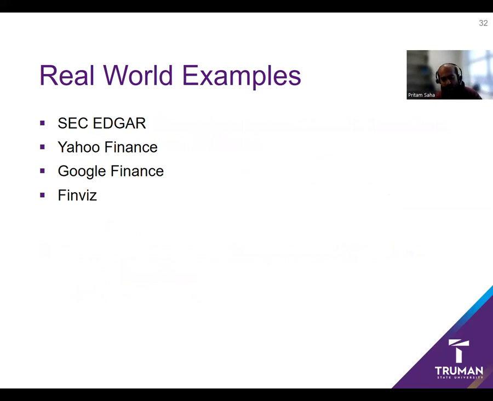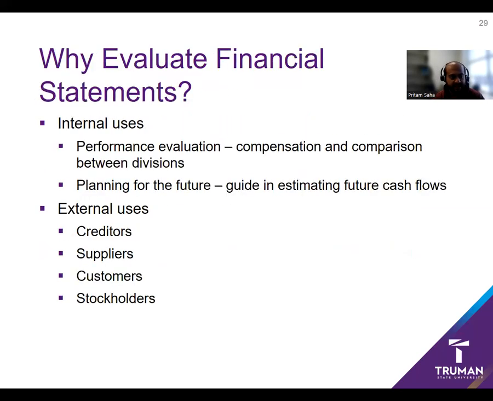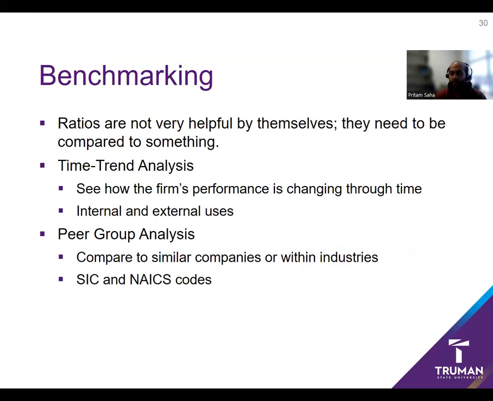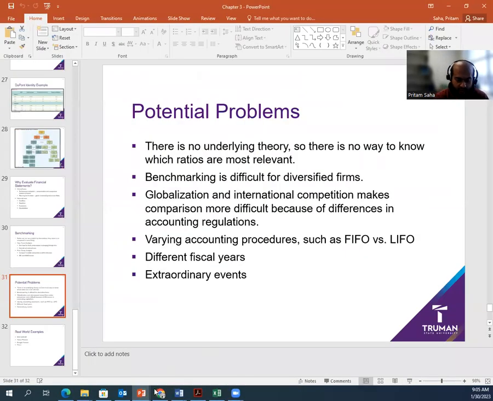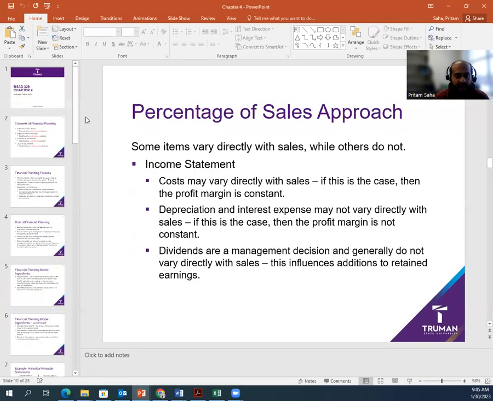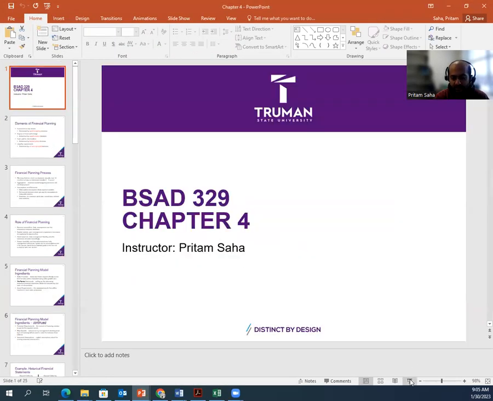Okay, so this is all. The remaining things were why we do financial statement analysis, how we can do good ratio analysis, and what some potential problems of ratio analysis are. So moving on to chapter 4.